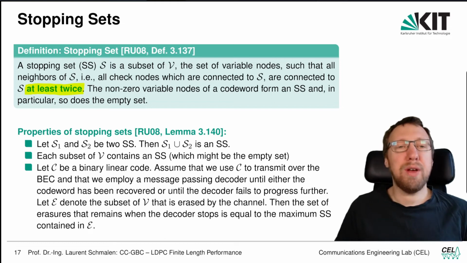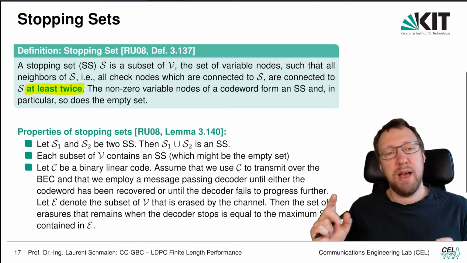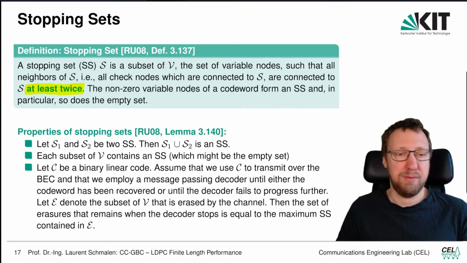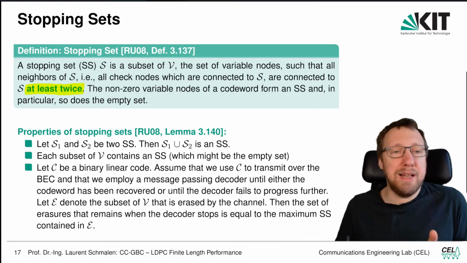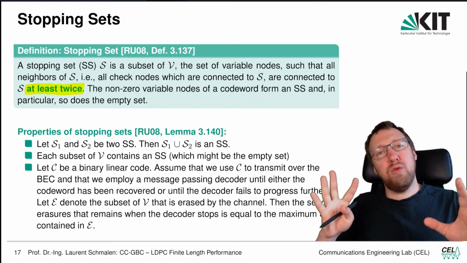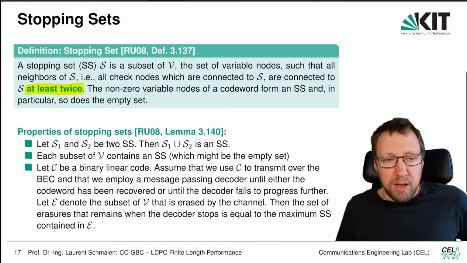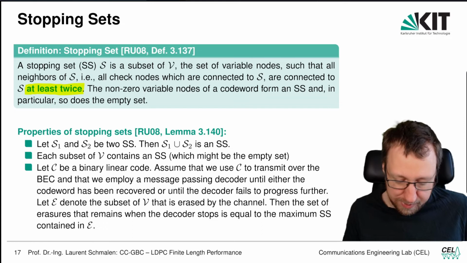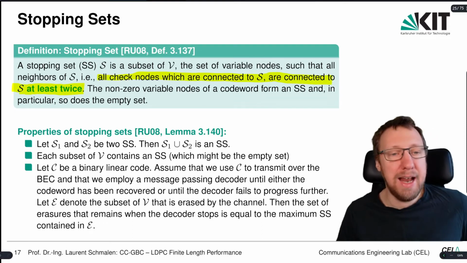So if we look at the code words, and if we look at the non-zero positions of the code words, and we take those variable nodes, they form a stopping set as well. So any code word of the code is a stopping set, and that makes sense because a stopping set means the decoder stops. When you have reached the code word, the decoder will stop. So this is the definition of a stopping set. This is the most important part: all check nodes which are connected to S are connected to S at least twice.